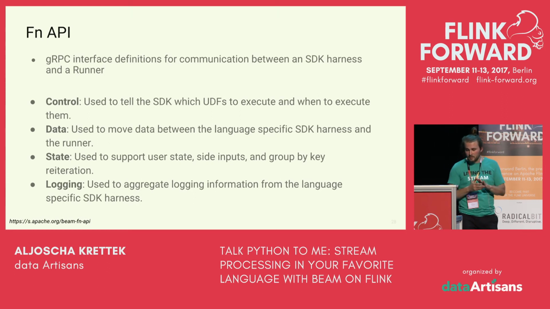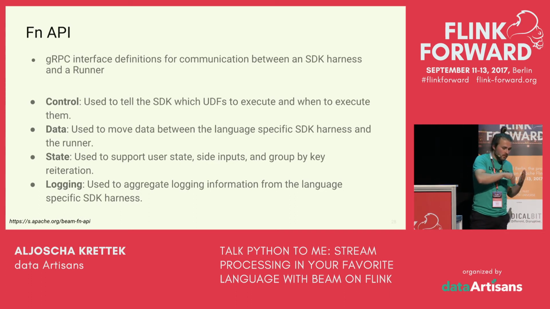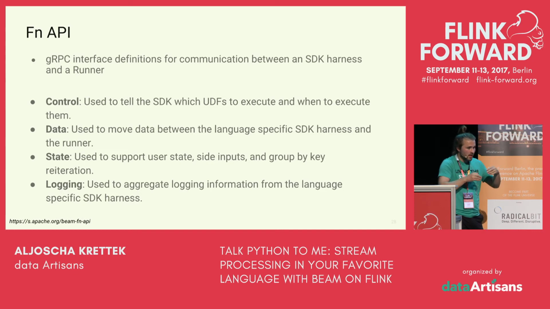And the Fun API defines 4 services, or 4 planes, if you will, over which you can send data. There's the control plane, which is used by a runner such as Flink to tell the harness, which is executing a user function, what data it should be processing. So this is for controlling execution. There's the data plane, which is used for actually sending data to the user function and for getting results back out from the user function to the runner.